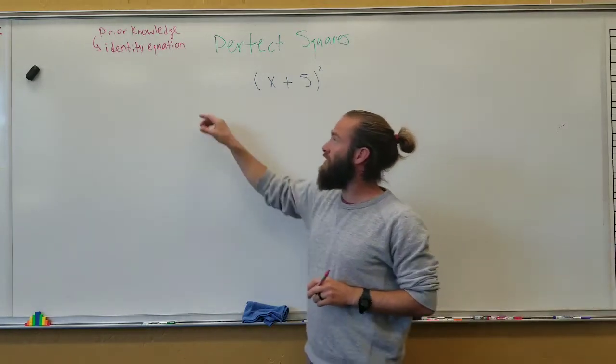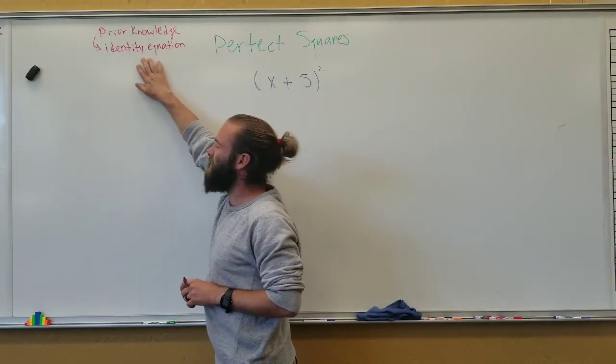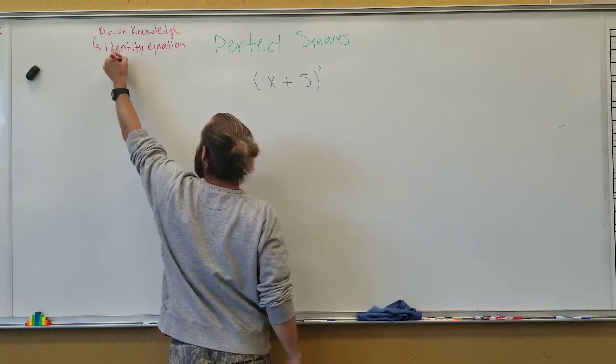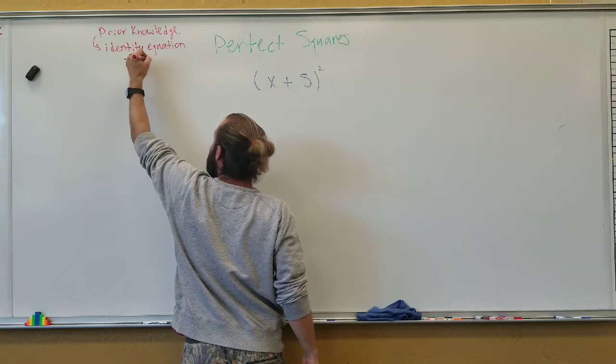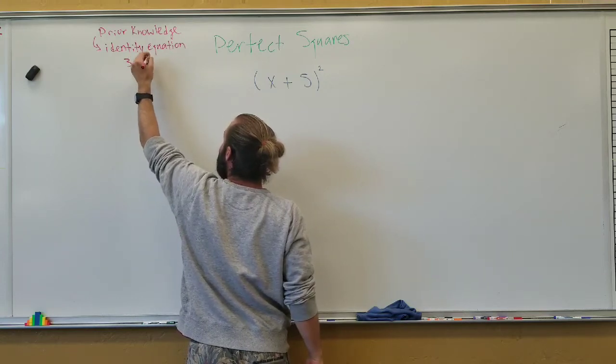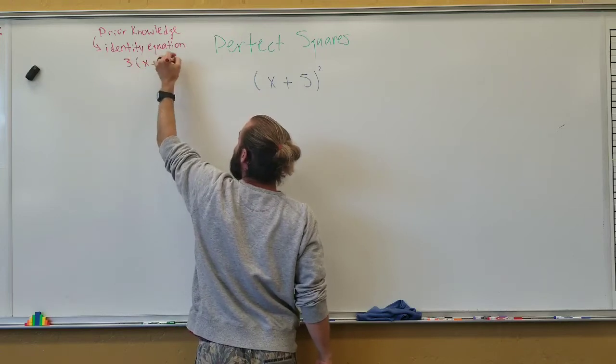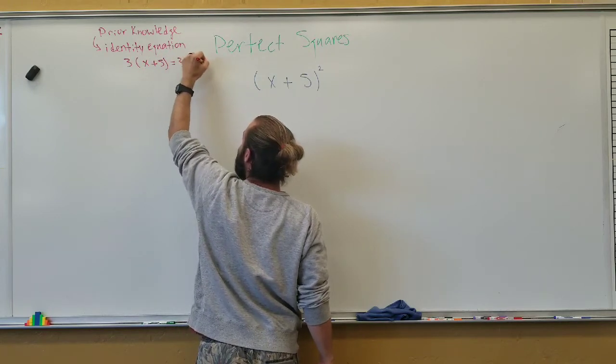Before we get to that, quick thing, prior knowledge for this is what an identity equation is, because we'll use that here in a moment. So for example, if I had, we'll use something we've talked about recently, 3 times x plus 5, we know that if we distribute, we get 3x plus 15.